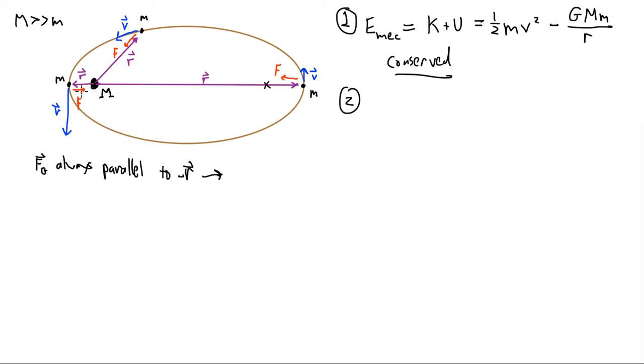Which means the line of action of the force is the same line as the r vector is in, and that means the torque due to gravity about the primary body, in this case I'm going to say it's the sun, is going to be 0. So this force is never going to exert a torque about the center or about the primary body, because it's always pointing towards the primary body. What that means then is that the angular momentum of the little guy about the big guy, about m, is also conserved.